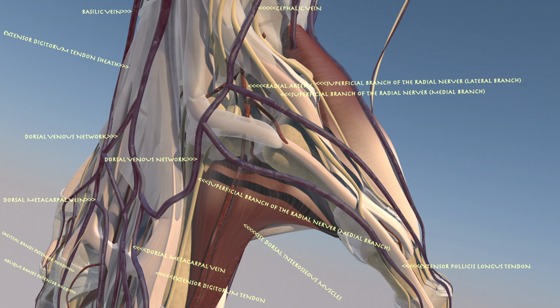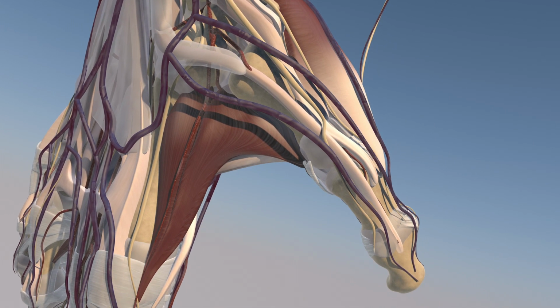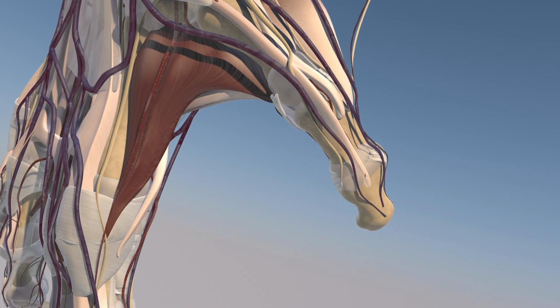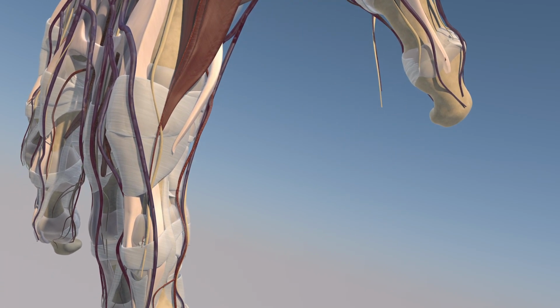You can also appreciate an extensive venous network on the dorsal aspect of the hand and the wrist, and this is quite variable between people. And while making this tutorial, I really just took what was most commonly seen and tried to reproduce that in terms of the venous anatomy.